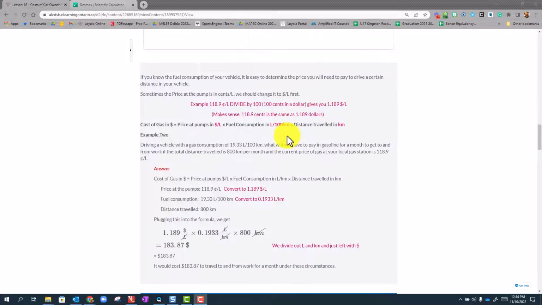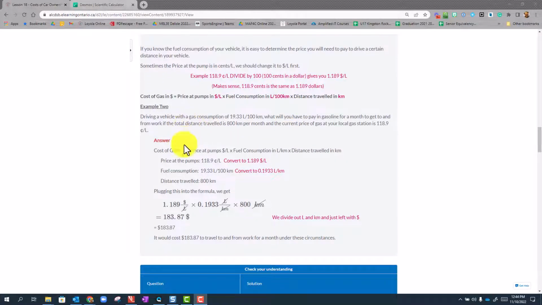Okay? So in this one, we're going to do the same calculations here, and we're going to talk about the cost in gas, which is going to be the price at the pumps in dollars per liter times the fuel consumption in liters per kilometer times distance in kilometers. Big long thing going on here. Take your time. First off, the price at the pumps is this. We convert it to dollars per liter.